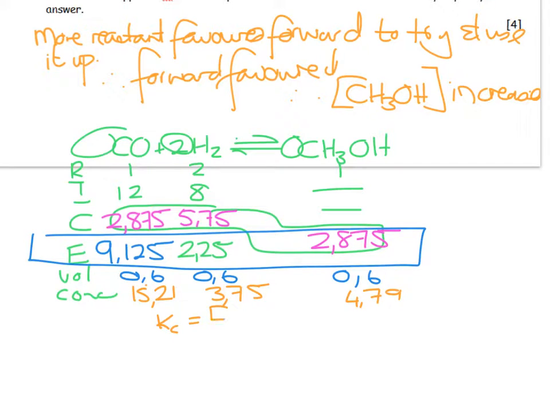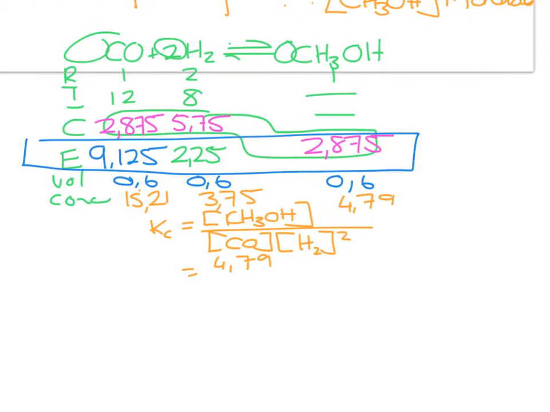Kc is equal to concentration of products over concentration of reactants raised to the power of the coefficient, and I substitute in those values, so it's 4,79 divided by 15,21 and 3,75 squared, and I land up with 0,02, and it has no unit because it is Kc.